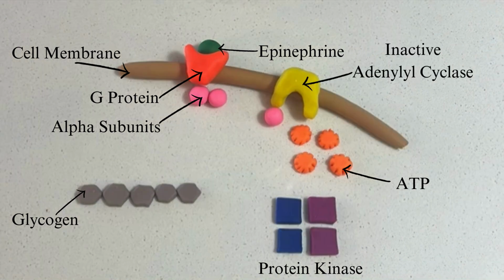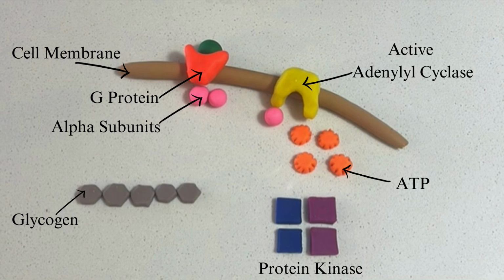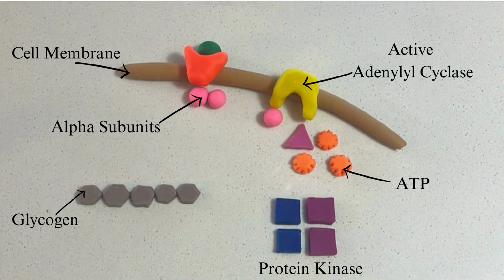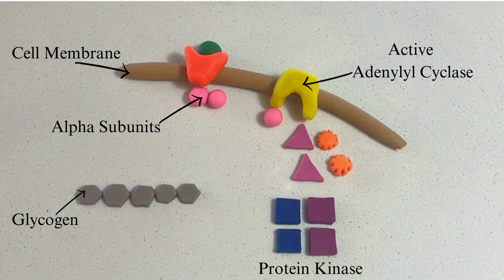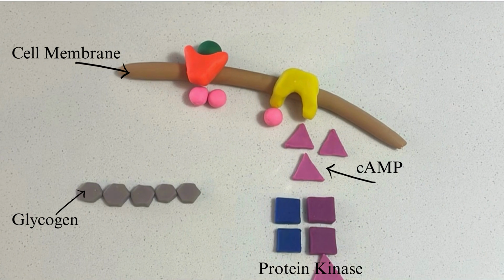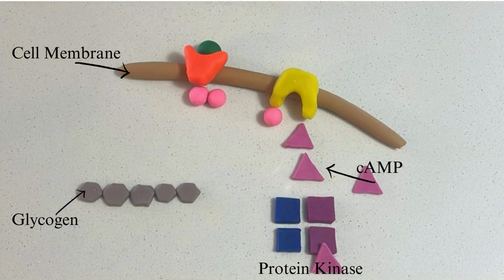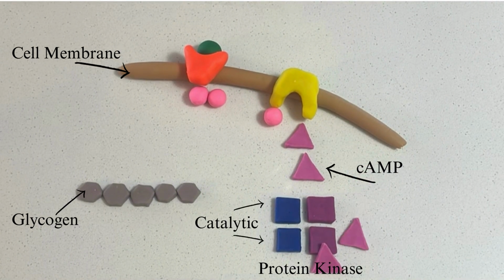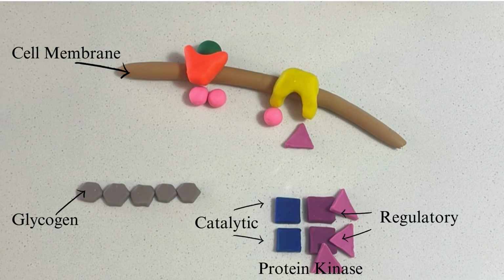Our alpha subunit will then go to our inactive protein called adenylyl cyclase, binding to make it active. When this becomes active, it uses ATP from the cell's metabolic processes to convert ATP into cyclic AMP, our secondary messenger. These will target protein kinase, which contains 2 catalytic subunits and 2 regulatory subunits that are inactivated.